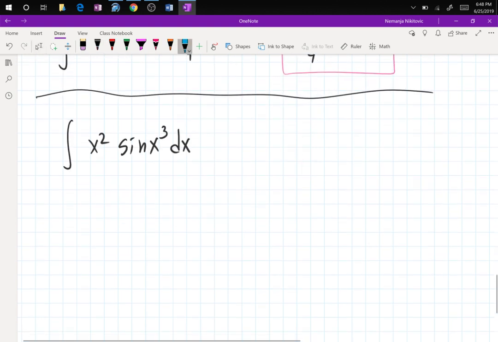So u is going to be x cubed. Du is 3x squared dx. We don't have a 3, right? So fix it on the outside. Yes, add the 3 and add 1/3.